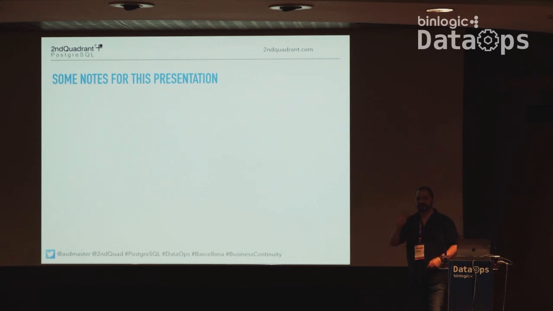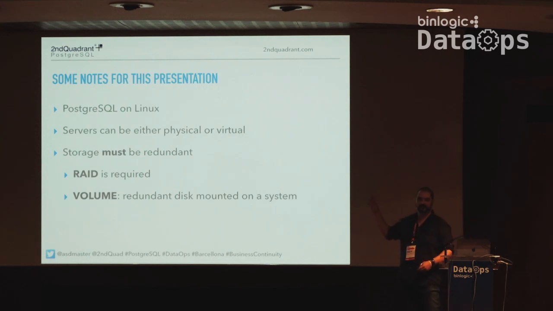For this presentation, there are things that we have to consider, okay: that we are talking about PostgreSQL on Linux in this case, okay, that all the servers we are going to talk about can be virtual or physical, there is no difference for this talk, that we take for granted that the storage is redundant, that there is a RAID, and that volumes are redundant and can be mounted, okay? So everything is okay from an infrastructure point of view, okay? Because if we don't have this, we cannot proceed, okay? We are missing the basics.